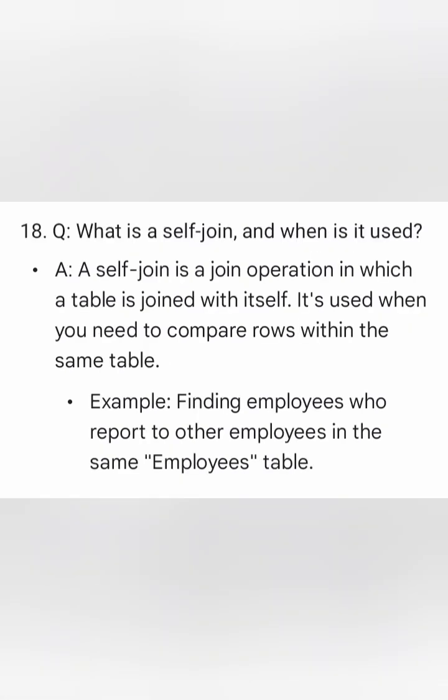18. Q. What is a self-join and when is it used? A. A self-join is a join operation in which a table is joined with itself. It's used when you need to compare rows within the same table. Example. Finding employees who report to other employees in the same employees table.